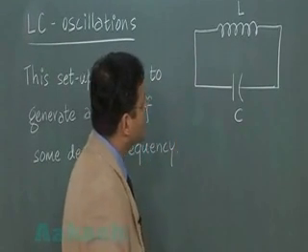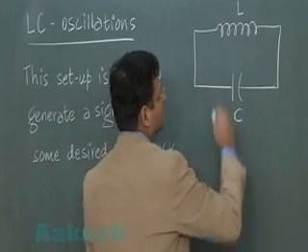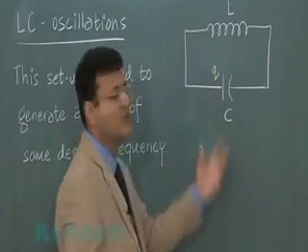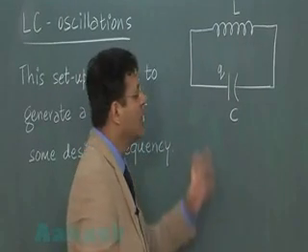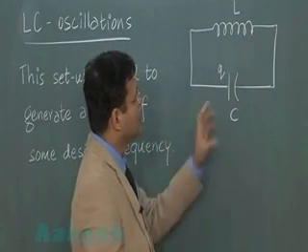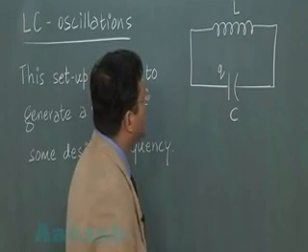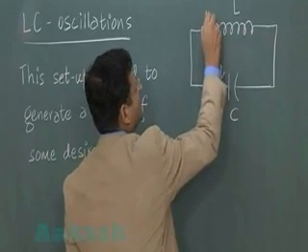For that you understand that at any moment the charge which is there on the capacitor is a small q. Maybe in the beginning you have given a larger charge, say capital Q, but at any instant the charge on this capacitor is a small q, and the current which is flowing in the circuit is I.